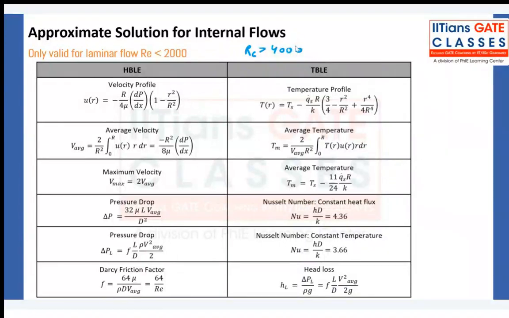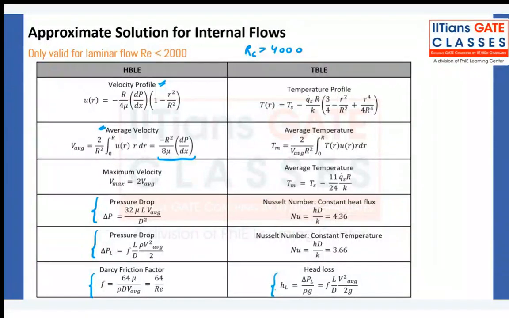Okay, so first of all, we have solved our continuity and momentum equation, and we have defined our velocity profile. The purpose was to define average velocity. So I have calculated the average velocity also like this. Maximum velocity is equal to 2 times V average, and we know pressure drop can be calculated according to this, and also in terms of friction factor, where Darcy friction factor is 64 upon Reynolds number. Head loss is given by this formula.